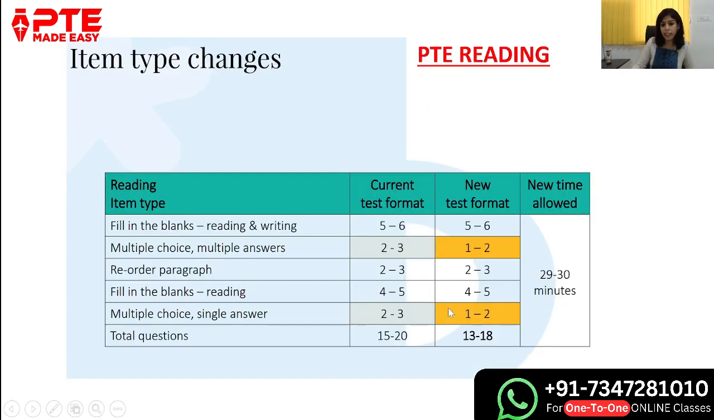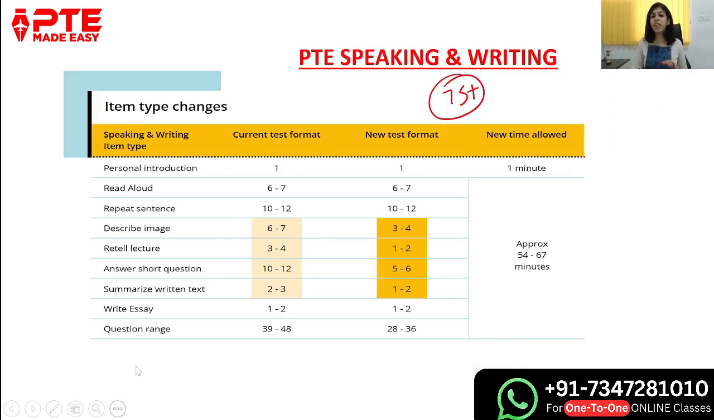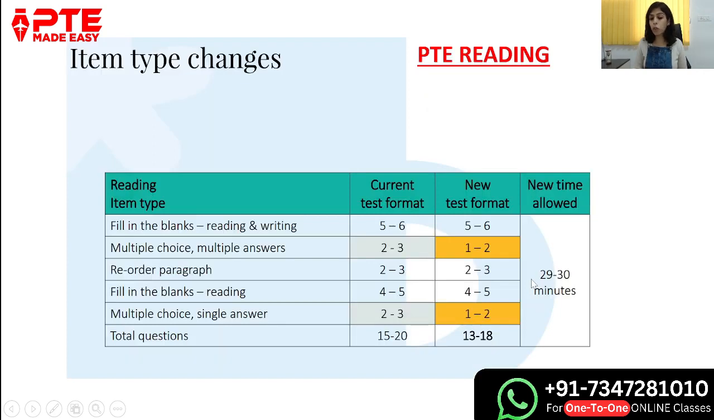Now for the reading type, we get 5 to 6 questions fill in the blanks, reading and writing. Then multiple choice, multiple answers, 1 or 2, can be skipped. Reorder paragraph 2 to 3, do not skip. Fill in the blanks, 4 to 5 questions, multiple choice, single answer, 1 or 2 questions. Total 13 to 18. So the speaking and writing part will take somewhere between 54 and 67 minutes. But the reading module will take only half an hour.